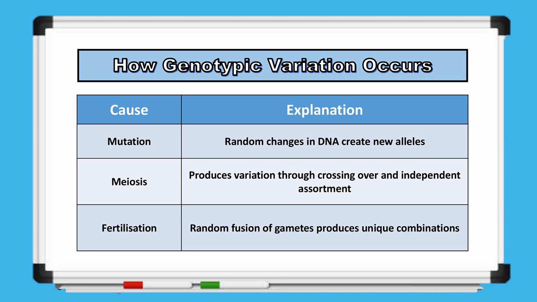The second cause is meiosis. Meiosis is the type of cell division that produces gametes. During this process, variation is created through crossing over, where sections of chromosomes are exchanged, and through independent assortment, where chromosomes are distributed randomly into gametes. This leads to different combinations of alleles.